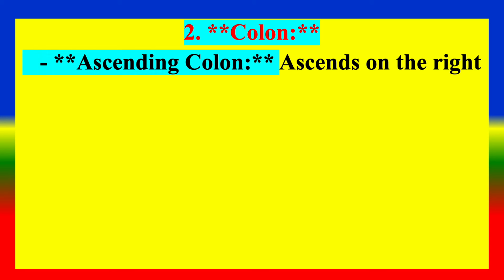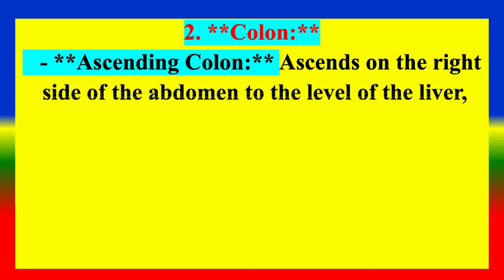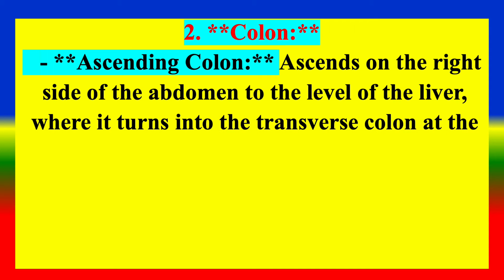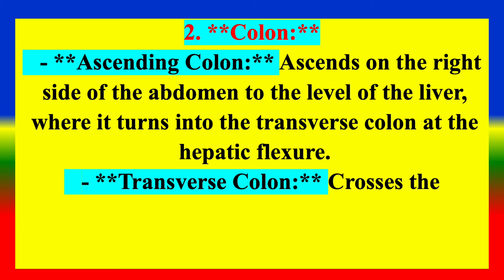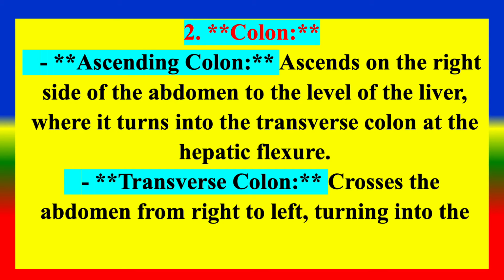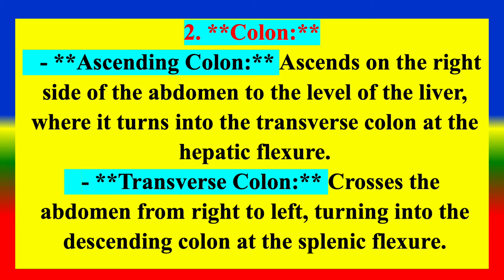Two, colon. Ascending colon, ascending on the right side of the abdomen to the level of the liver, where it turns into the transverse colon at the hepatic flexure. Transverse colon crosses the abdomen from right to left, turning into the descending colon at the splenic flexure.